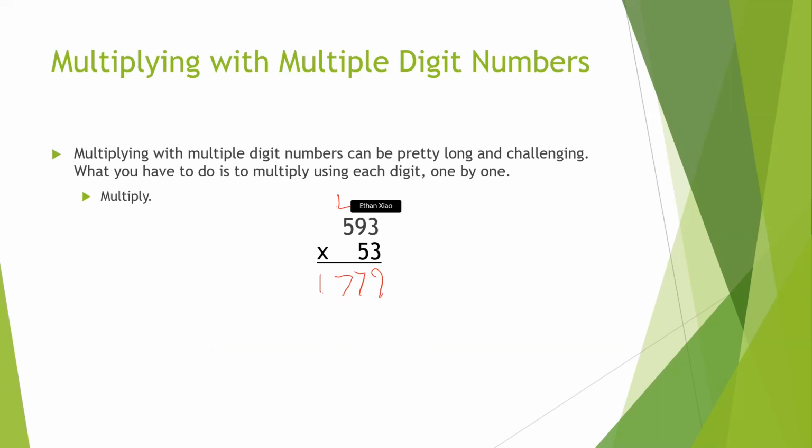So now we have to move on to 5, which is the next number here. And what we have to do is move one digit to the right, since this is in the tens digit, which makes its value 10 times more than 3. So 5 times 3 is 15, plus 1 here. 5 times 9 is 45, plus 1 is 46, plus 4. 5 times 5 is 25, which makes it 29.